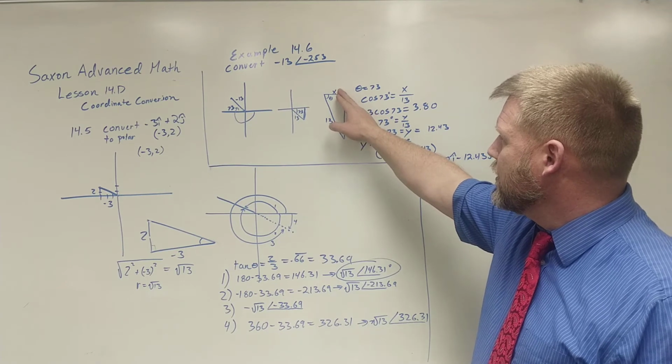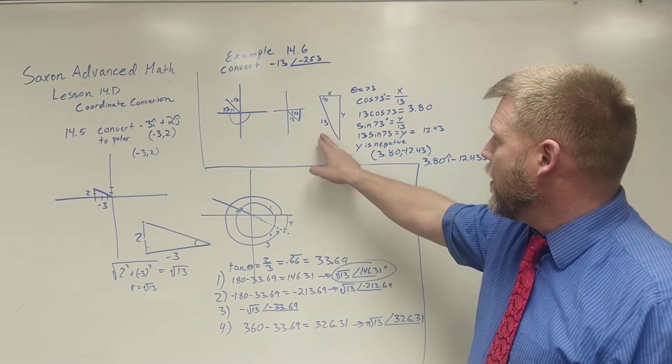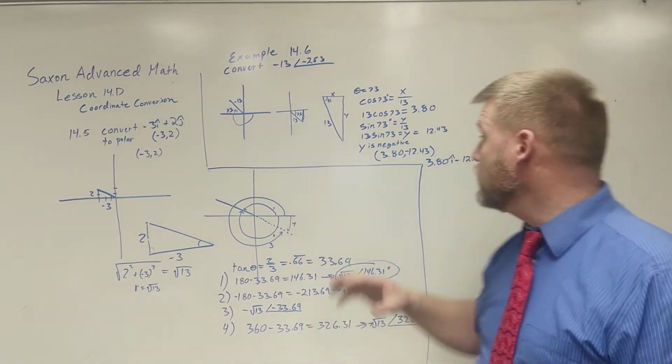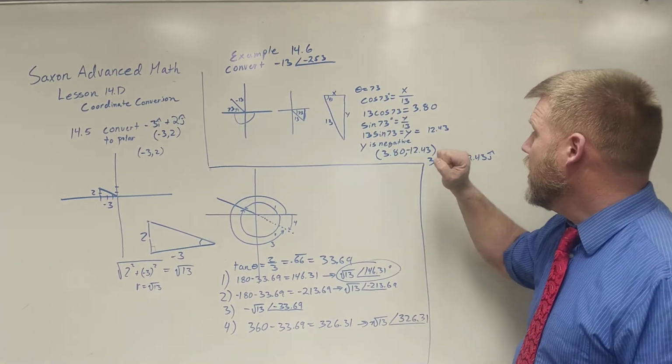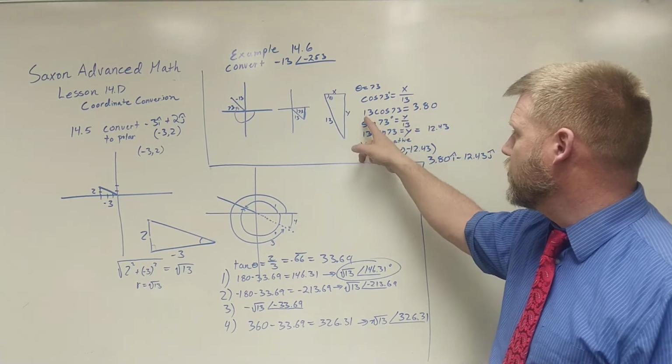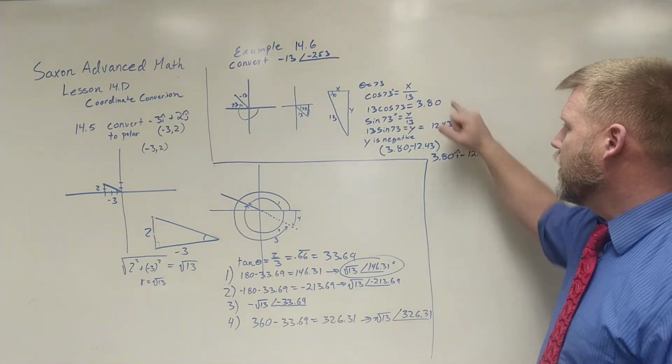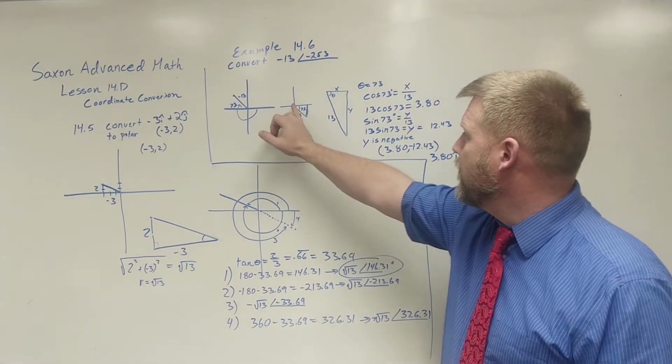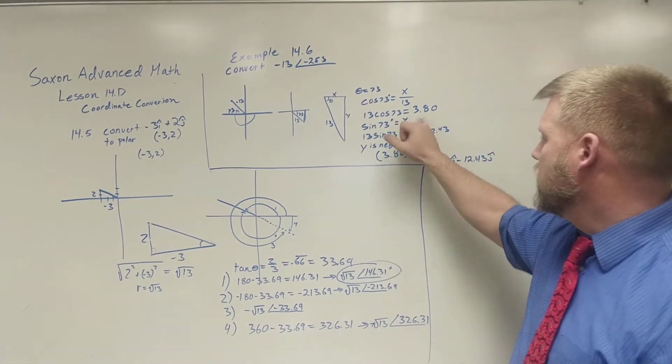Because it's a 73-degree angle, I need to find out what x is first. X is my adjacent. 13 is my hypotenuse. Adjacent and hypotenuse is cosine, so I'm going to use the cosine of 73, and I'm going to say equals x, that's my adjacent, over my 13. Multiply both sides by 13, 13 cosine 73, that's 3.8. That's a positive number because it's going from the origin, going to the right, it's 3.8.